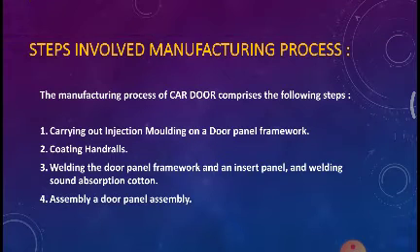Steps involved in the manufacturing process. The manufacturing process of a car door comprises the following steps. First, carrying out injection molding on a door panel framework, coating handrails, welding the door panel framework and an insert panel, and welding sound absorption cotton. Door panel assembly.